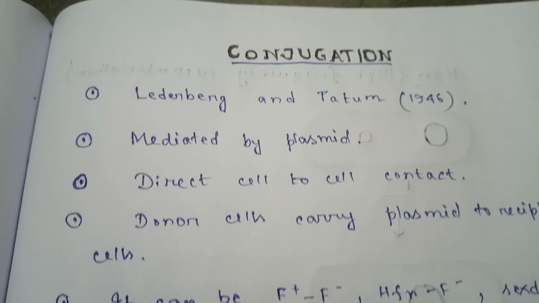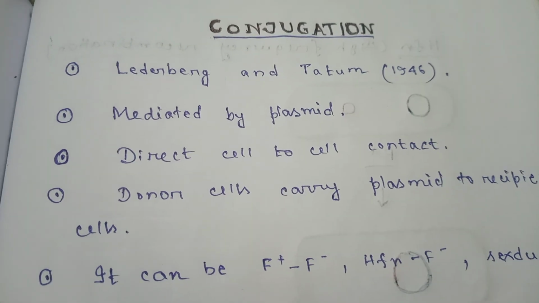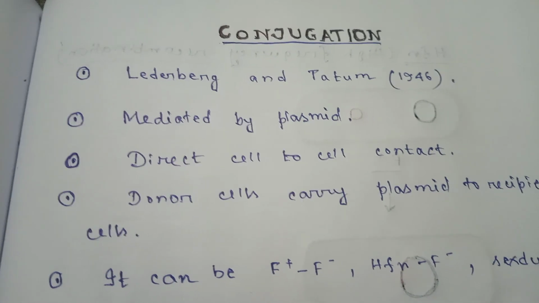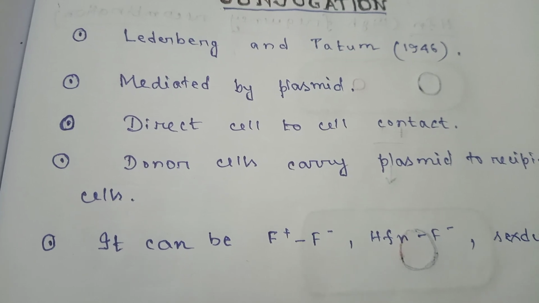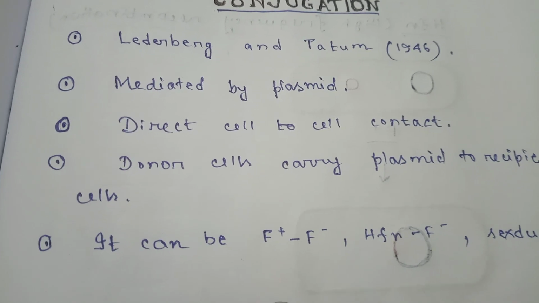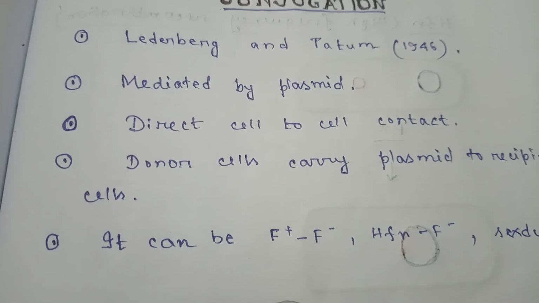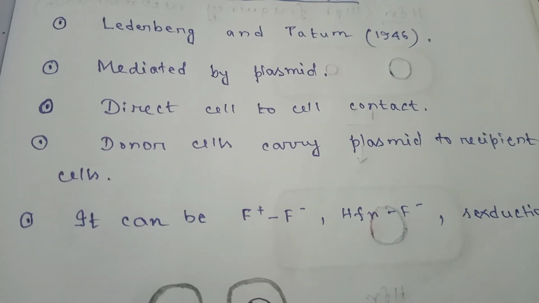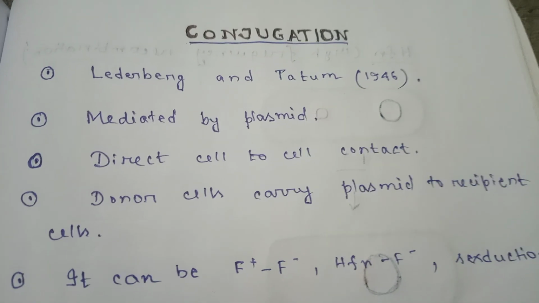So in short, conjugation is making a mating bridge and transferring its genetic factor to the recipient. The donor is sending the F factor to its recipient. It can be F plus F minus, or the normal Hfr F minus, when the plasmid is getting inserted into the main chromosome, replicated and sent to the F minus, or it can be sexduction, where it is making the F prime and the F prime plasmid is undergoing conjugation. Okay, so I hope you have understood conjugation in a very simple way. Thank you.